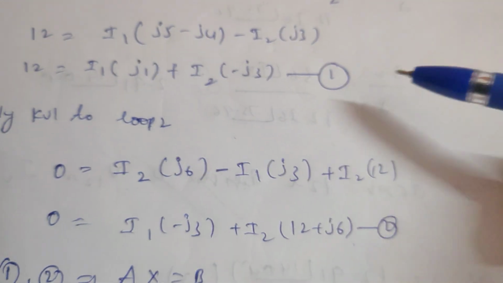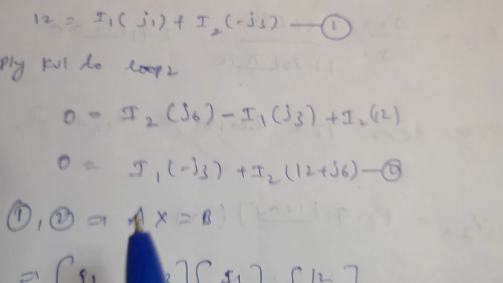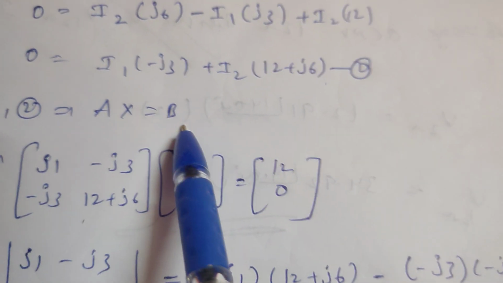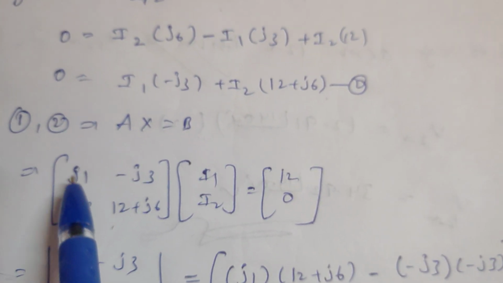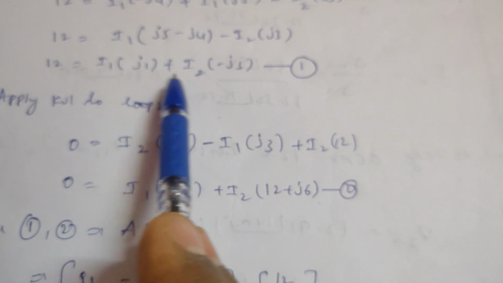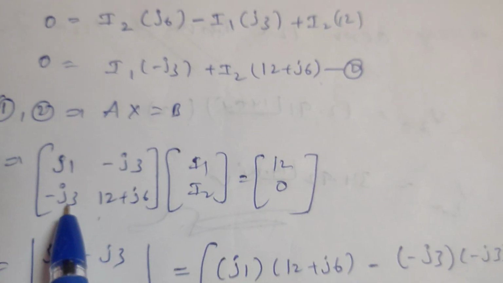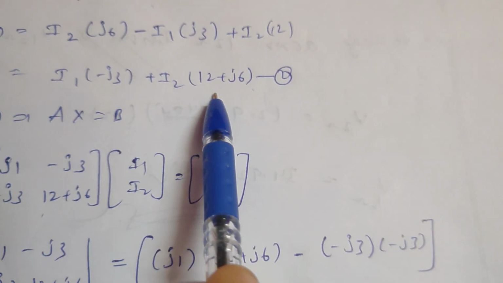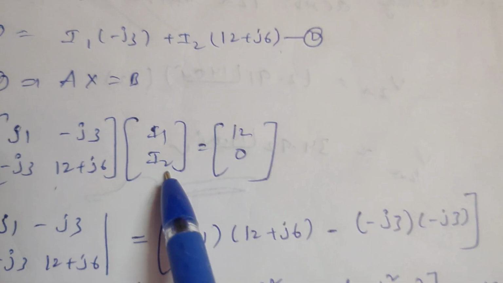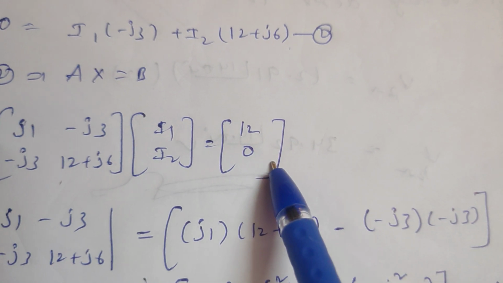Now with these equations 1 and 2, write it in matrix form like Ax equals B. So the first term is j1, and the second term is minus j3. The second row has minus j3 and 12 plus j6, and these multiply the currents I1 and I2, with the voltages of 12 and 0.